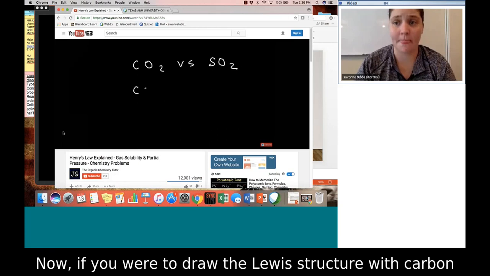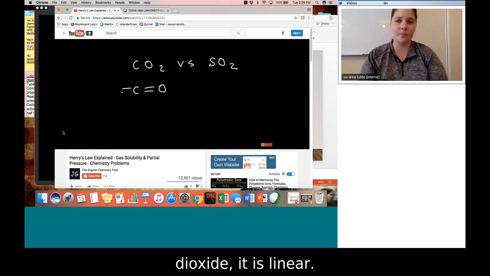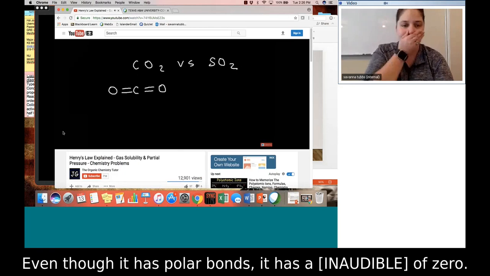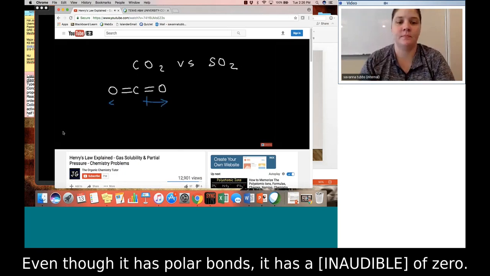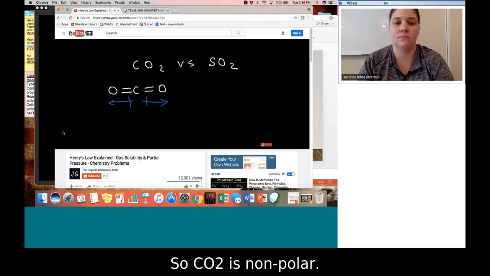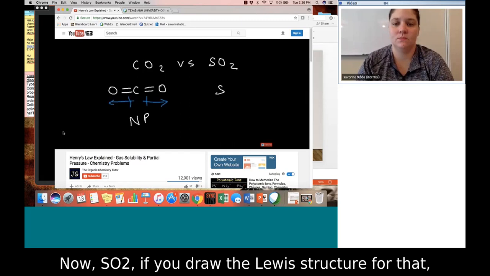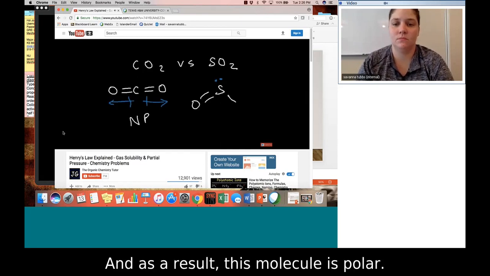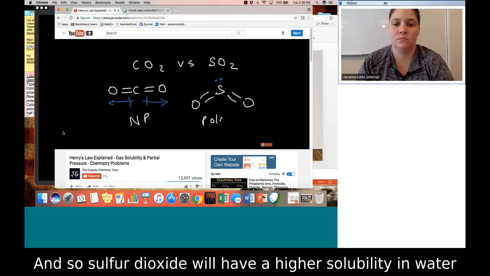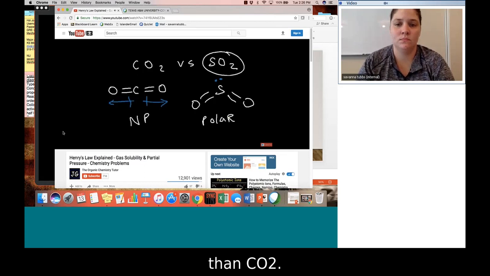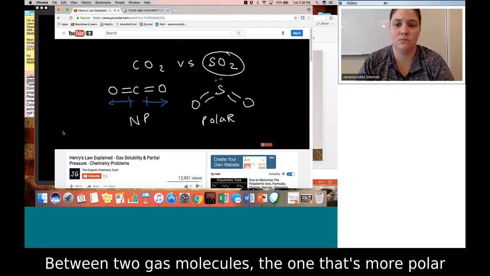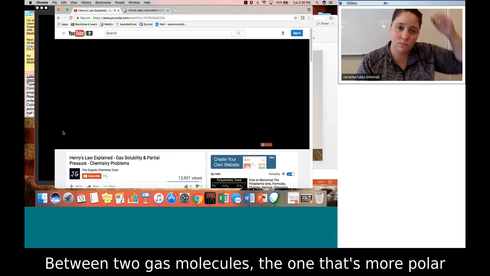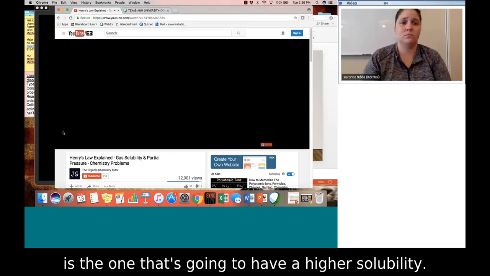Now, if you were to draw the Lewis structure of carbon dioxide, it is linear. Even though it has polar bonds, it has a dipole moment of 0. So CO2 is nonpolar. Now, SO2, if you draw the Lewis structure for that, has a bent shape, and as a result, this molecule is polar. And so sulfur dioxide will have a higher solubility in water than CO2. Between two gas molecules, the one that's more polar is the one that's going to have a higher solubility.